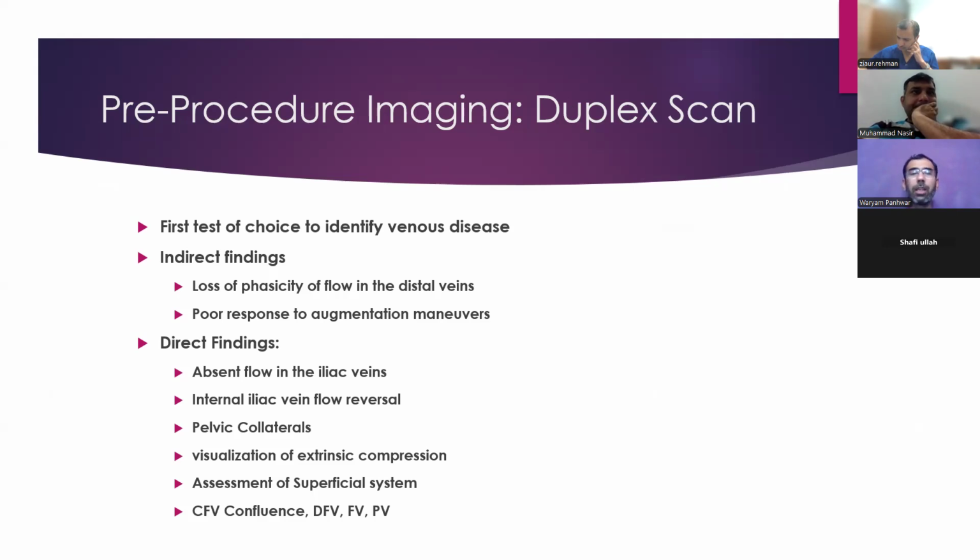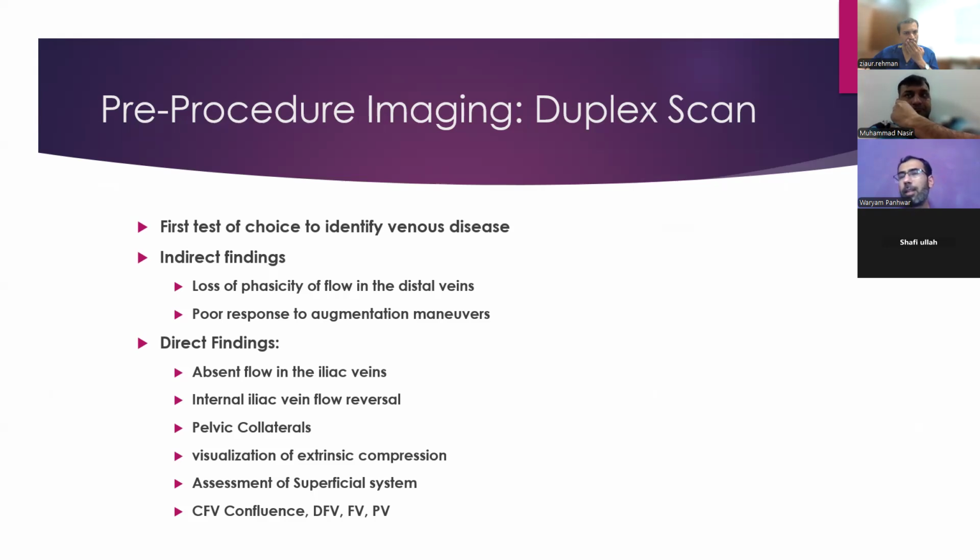On ultrasound duplex, we can see indirect findings of PTS. Indirect findings mean there is outflow occlusion in the iliac vein. So the iliac vein is occluded. Then we can see in the common femoral vein the loss of phasicity of flow in the distal veins, because if the veins are occluded, then obviously there will be no transmission of respiratory pressure, and the venous flow will be monophasic, with no respiratory phasic variation. The same goes for poor response to augmentation. If we are augmenting, blood is not going high up, so there will be no augmentation. So these are the indirect findings.